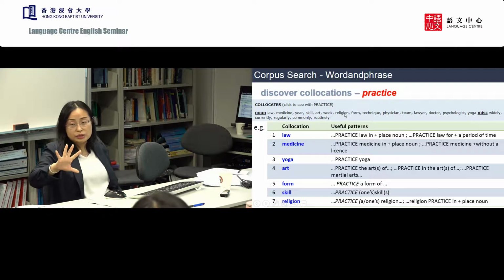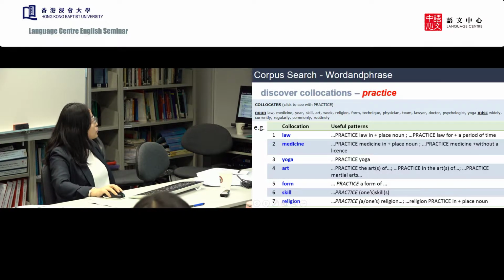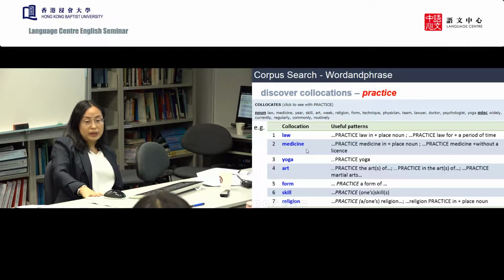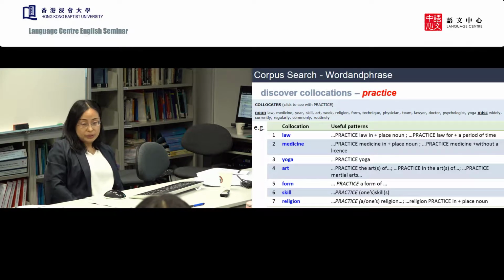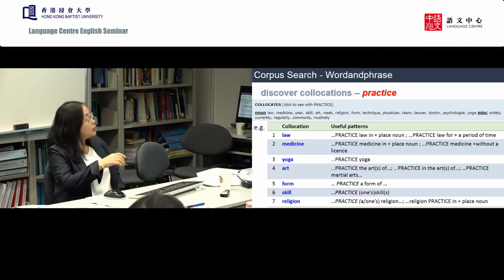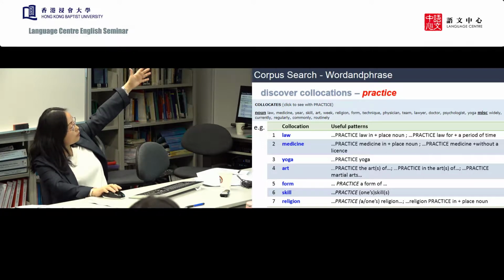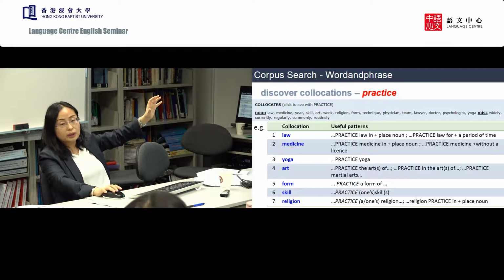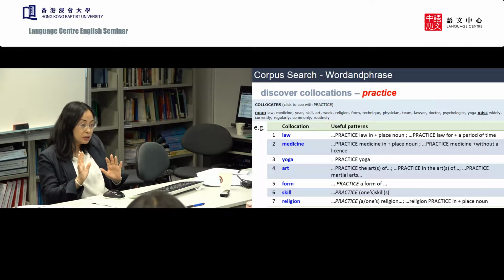You cannot touch it. It's not tangible, right? Like skill, religion. Even for medicine: when we say practice medicine, it's a doctor who prescribes medicine rather than who produces medicine. So usually practice is followed by abstract nouns, not tangible ones. So not the body. Body is a tangible noun, right?